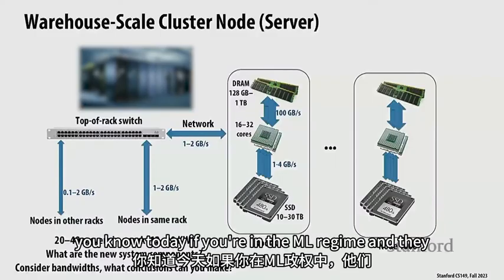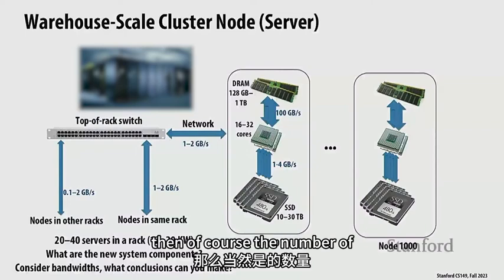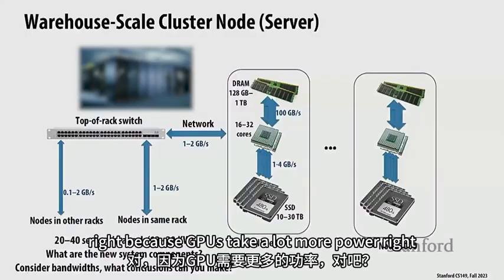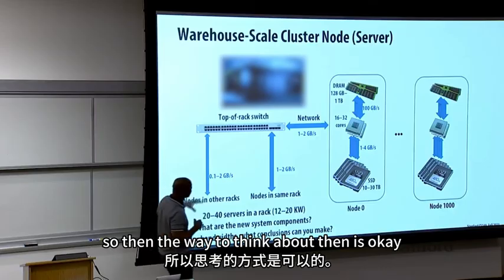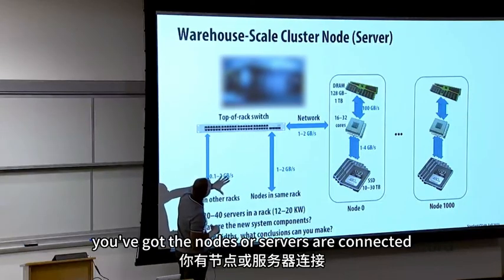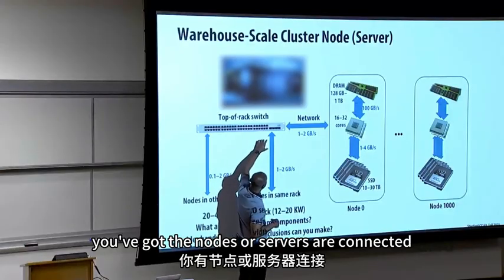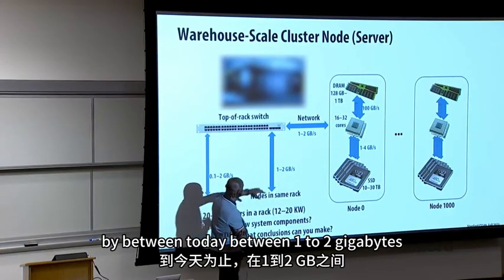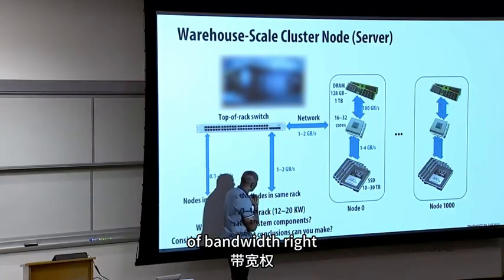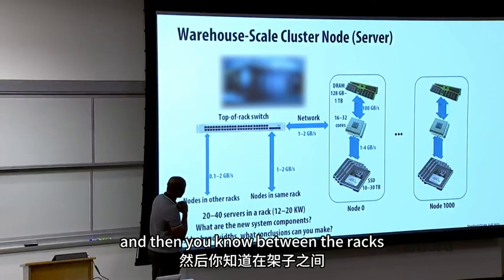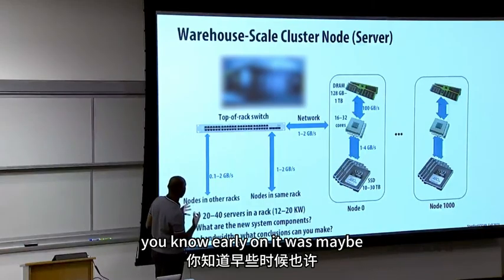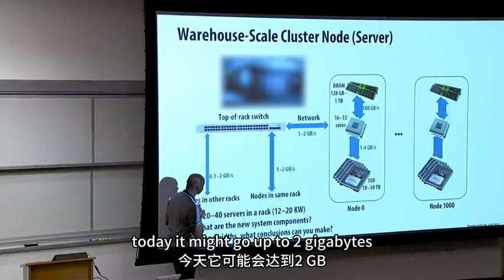And today, if you're in the ML regime and the racks have GPUs in them, then of course the number of computers you can fit in the rack is dramatically lower, because GPUs take a lot more power. So within the rack, the nodes or servers are connected with between 1 to 2 gigabytes of bandwidth. And then between the racks, outside the racks, early on it was maybe 1/10 of a gigabyte. Today it might go up to 2 gigabytes.